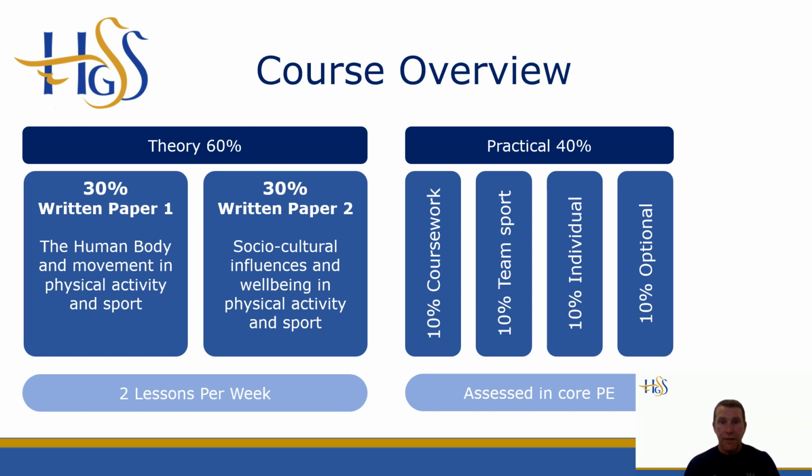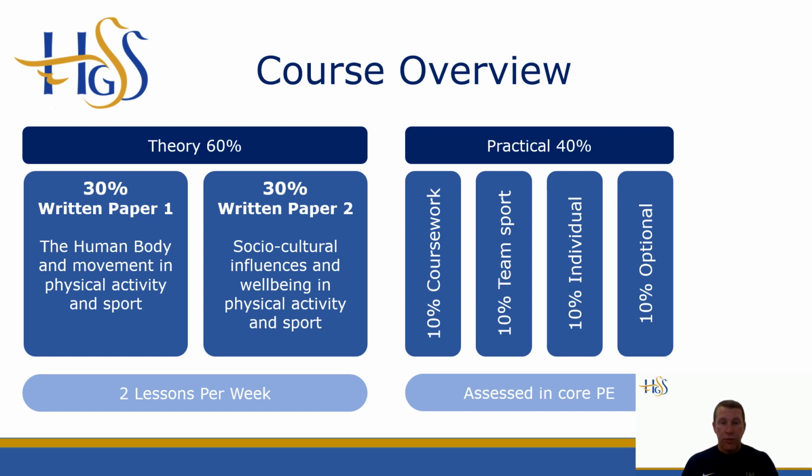The 60% theory is made up of 2 exams. There is the written paper 1, which is the human body and movement in physical activity and sport, and the written paper 2, which is the socio-cultural influences and well-being in physical activity and sport.